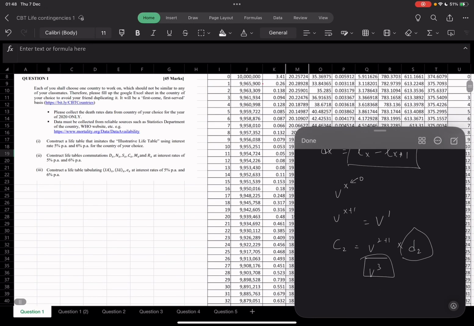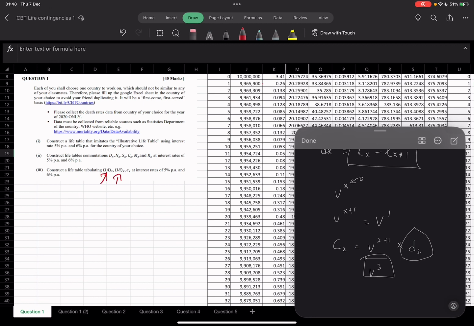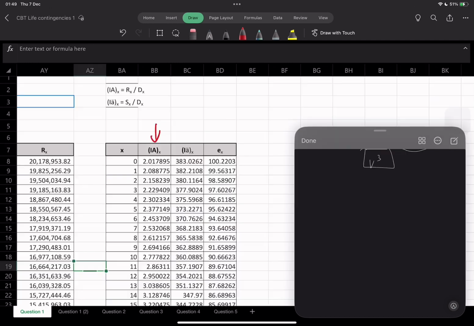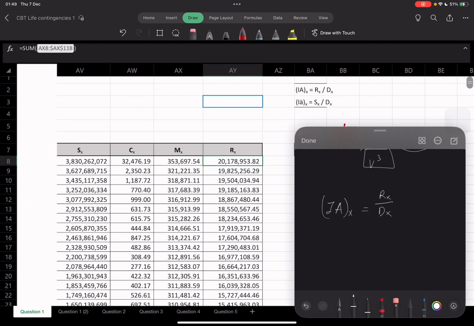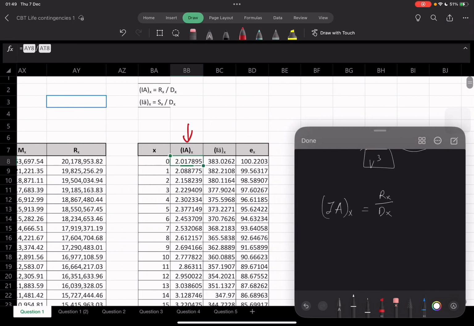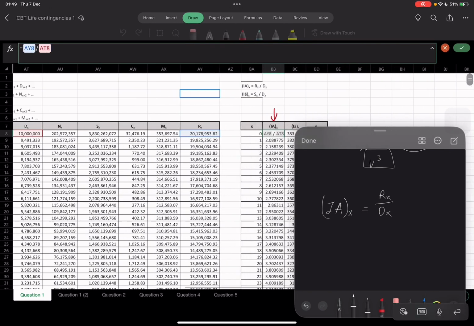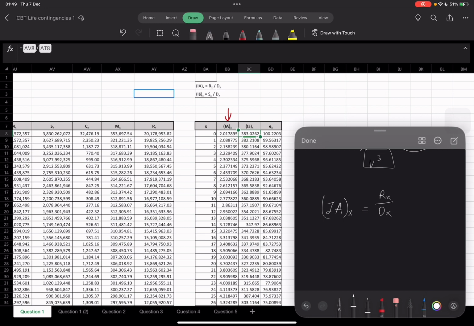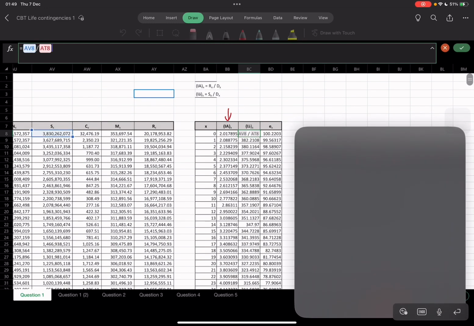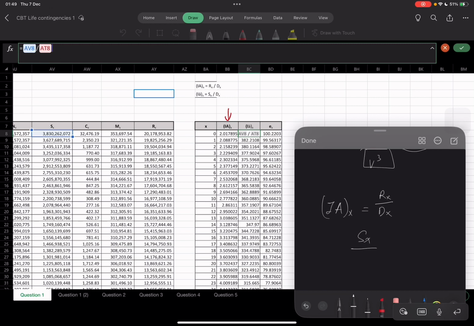After that, we need to calculate IAx, the increasing whole life insurance, and the increasing annuity. For increasing whole life insurance, IAx, we can get it by dividing Rx and Dx. Basically just divide Rx and Dx. And for increasing annuity at the time of x, we can obtain it by dividing Sx and Dx.